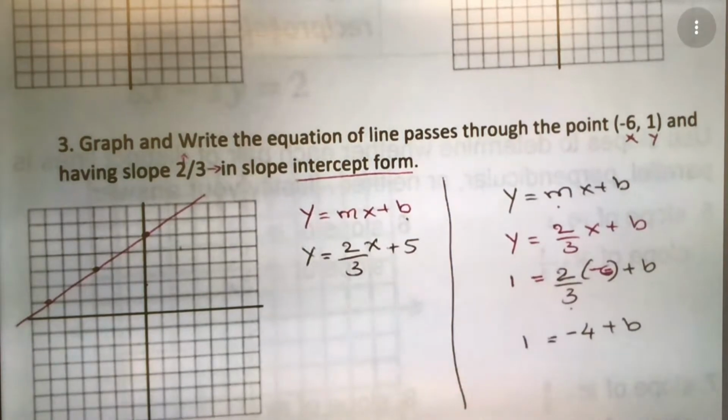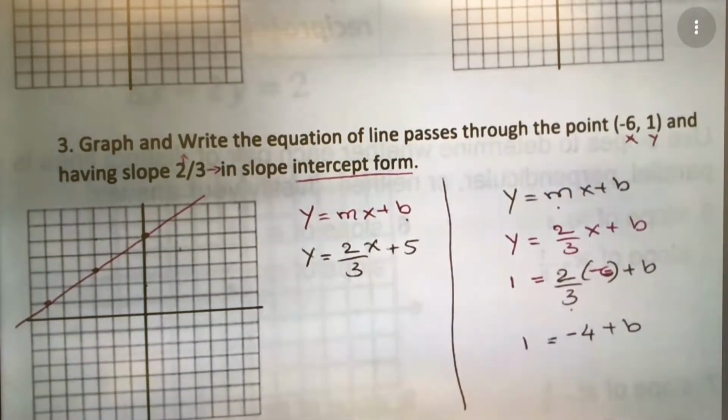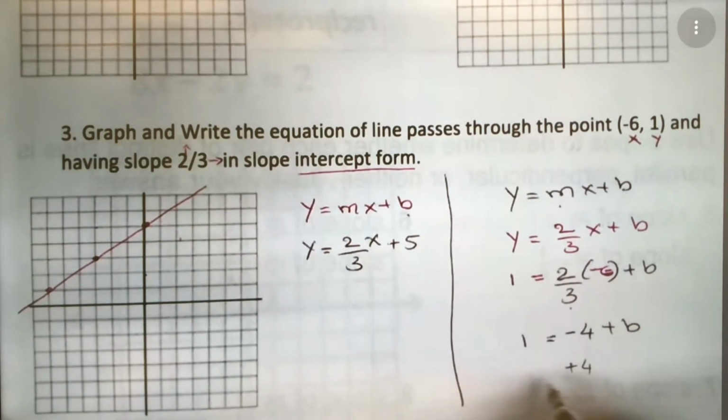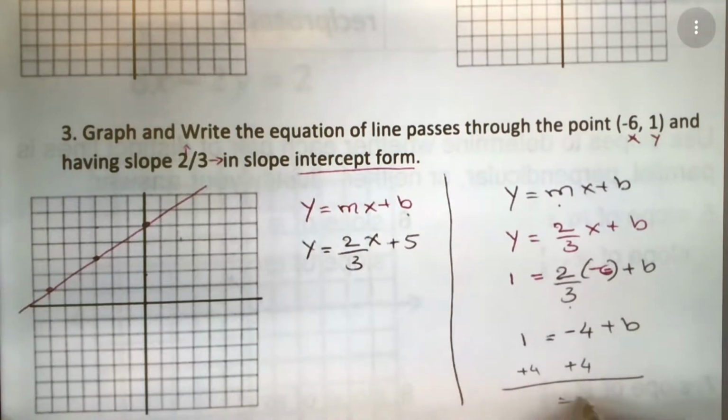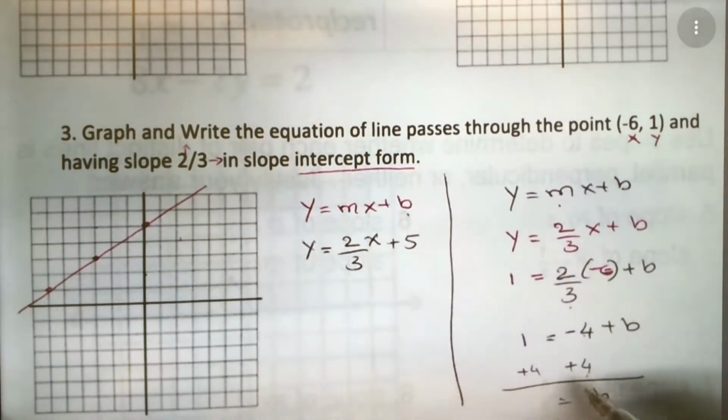To solve for b, I need to remove the -4 from there. So move the -4 to the left side, so add 4 on both sides. I will get b is equal to, and the negative 4 and positive 4 will be cancelled out, so 1 plus 4 is 5.